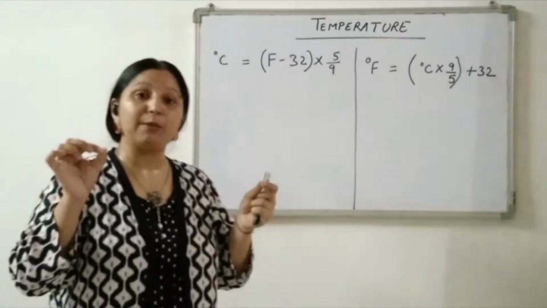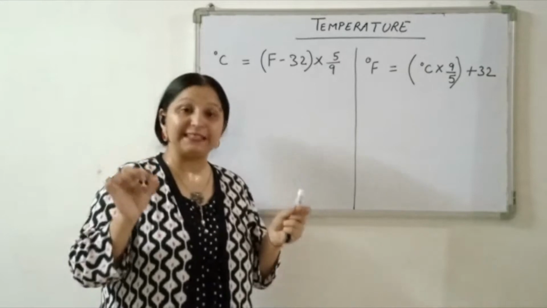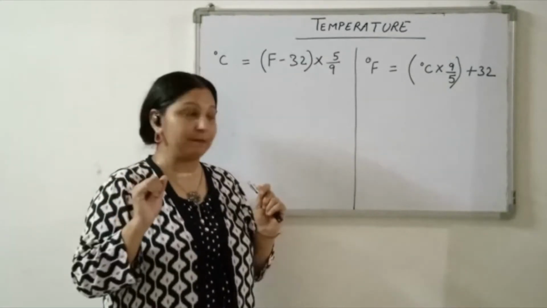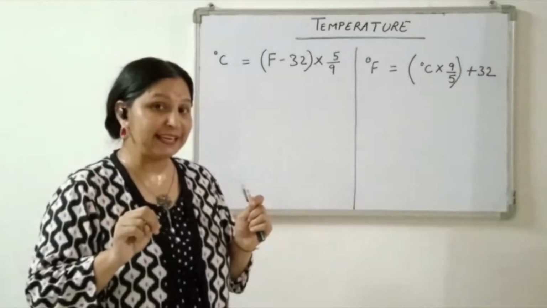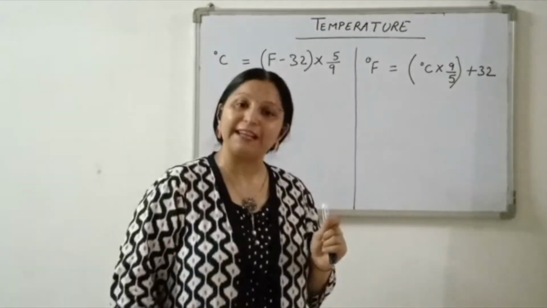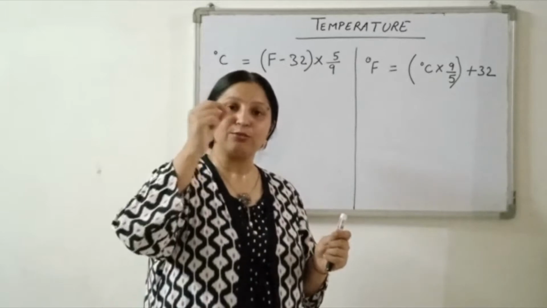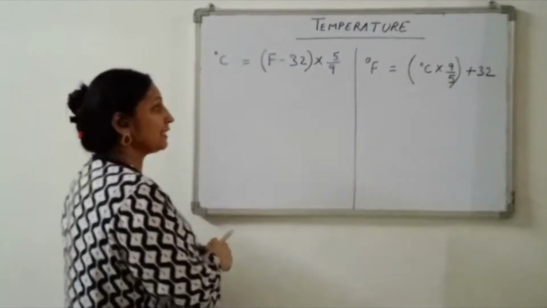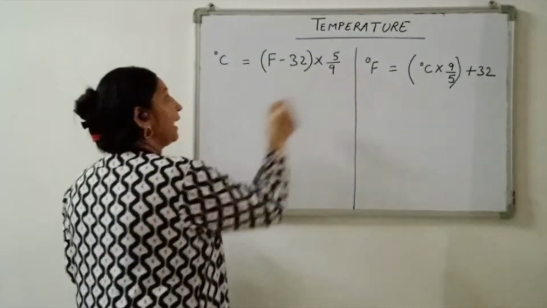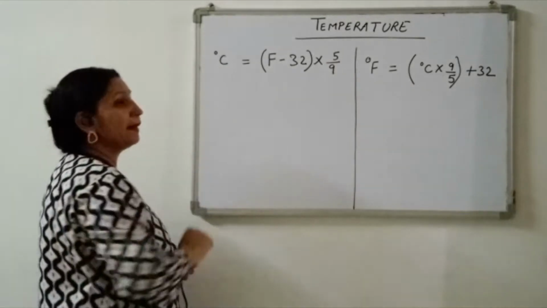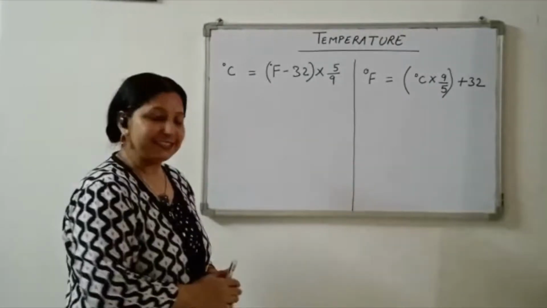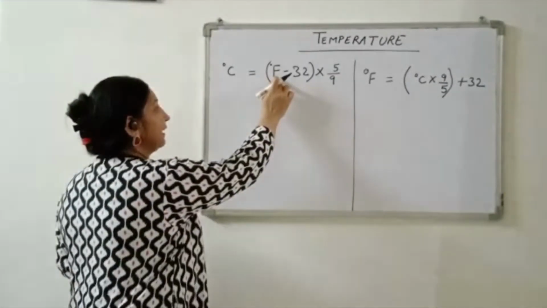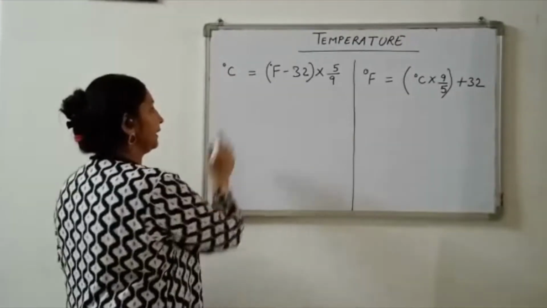Temperature is measured by one instrument and that is known as thermometer, which has got two scales. One is your Celsius scale and second is your Fahrenheit scale. Fahrenheit scale is denoted by degree F and Celsius scale is denoted by degree C. So we are going to do conversions now. We will convert degree Fahrenheit given value to degree centigrade.